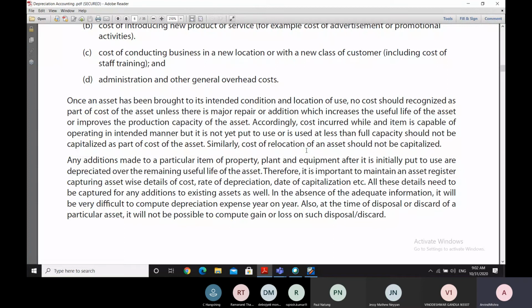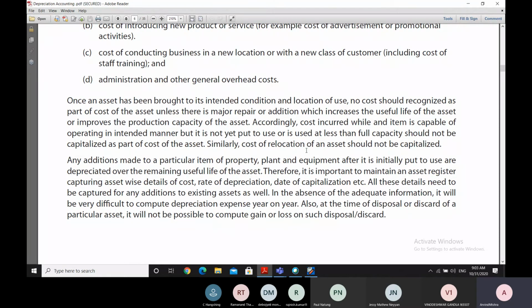So by that time we will have to recalculate the remaining useful life, because the asset has already been used for some time. And when we are making an addition to the property, plant, and equipment, the cost of the addition will need to be depreciated, but the cost of this addition will be depreciated only for the remaining useful life of the asset.